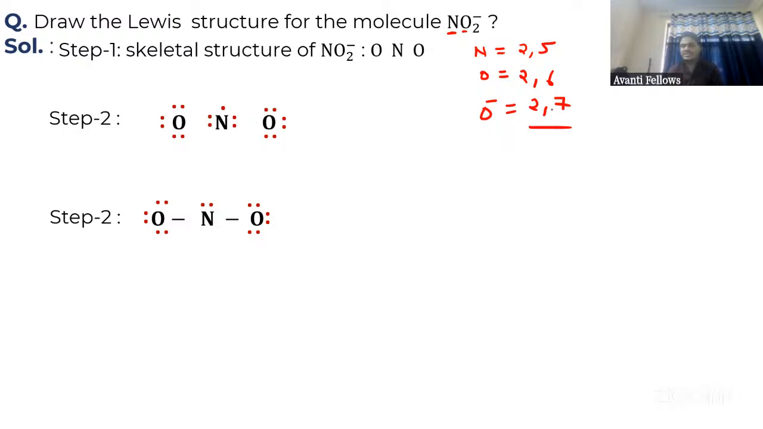That's why it has electronic configuration 2, 7. What do you mean by this term? It means out of these two oxygens, one oxygen makes only a single bond, while the other oxygen is capable of making a double bond. Clear? Did you understand? Yes, Priya.